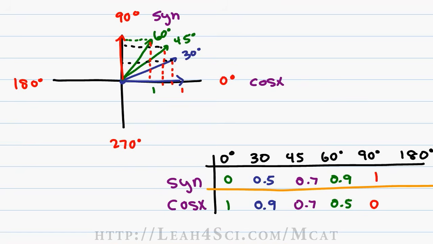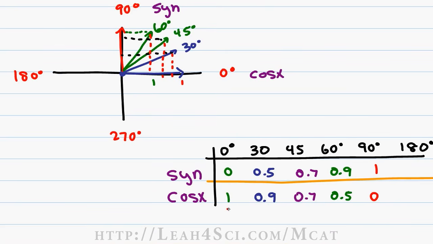Now that we have our numbers, I want you to notice this pattern. Starting from cosine 0 degrees, we have 1, and then we drop by 0.2, 0.9, 0.7, 0.5. Once we're at 0.5, we drop to 0. For sine, we have the exact opposite pattern because we're starting at 0, we jump to 0.5, and then increase 0.7, 0.9, 1.